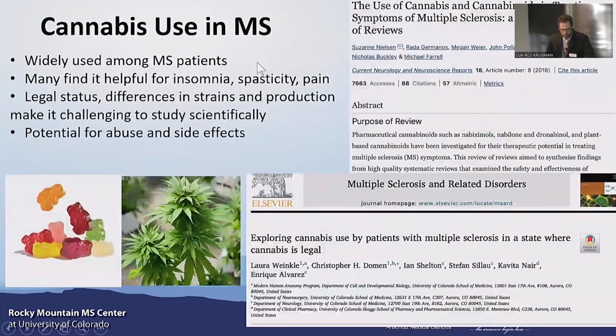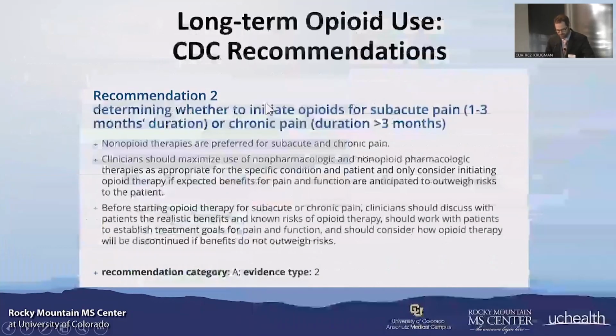We know that cannabis use is widespread among MS patients. We know this from surveys, including from some of our colleagues, including Dr. Alvarez, Dr. Nair, and some patients find it helpful for insomnia, spasticity, and pain. It has been somewhat difficult to study up till now, owing to the legal status. Also, there are different strains, and not much standardization of production techniques. There's also just a lot of chemicals involved in the cannabis, so it can be very difficult to study scientifically. And I think we sometimes forget this, but there is also a potential for abuse, and there can be some side effects.